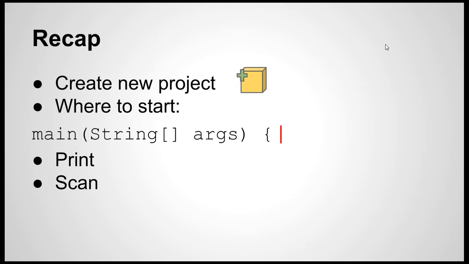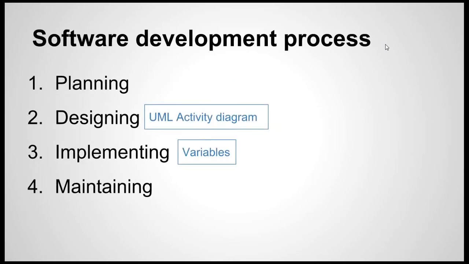First, let's recap. In the last video, we learned to create a new project. We learned where to start, how to print and scan. This video, we will learn the software development process, which is the process basically followed by all sorts of programs. It has 4 phases: planning, designing, implementing, and maintaining. So when learning about this, we will learn 2 new tools: UML activity diagram and variables.